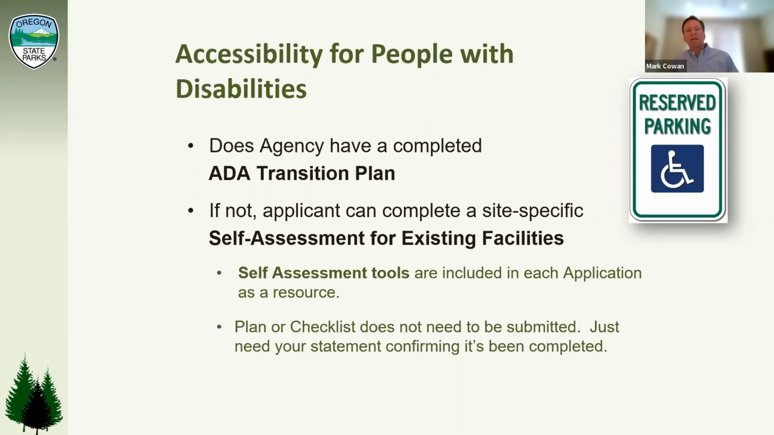So basically there's some tools within the application, just some helpful little graphics on some ADA statistics, measurements, grades, slope, that sort of thing, turning radiuses. And if it's appropriate, you can use those for your rehabilitation project and say, yes, we've assessed the site and we're going to make the appropriate ADA changes. You don't need to submit anything in response to this. We just want to know that either your agency, yes or no, has a transition plan, or you have assessed the site in your own way to determine that ADA needs will be met.